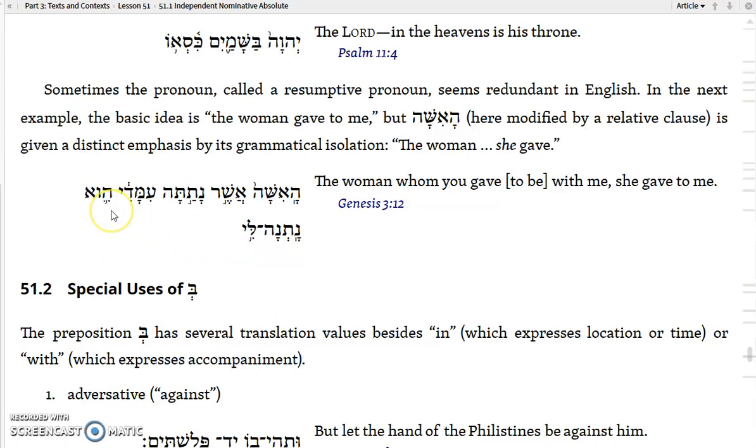And so here, if you're going to translate it literally, it's she, but you need to bring out the kind of pending case sense of it. The woman whom you gave to be with me, well, she, you throw that little word well in there and you'll get the idea. Well, she gave to me. That would emphasize the she a bit more, and that's a nice way of treating that.